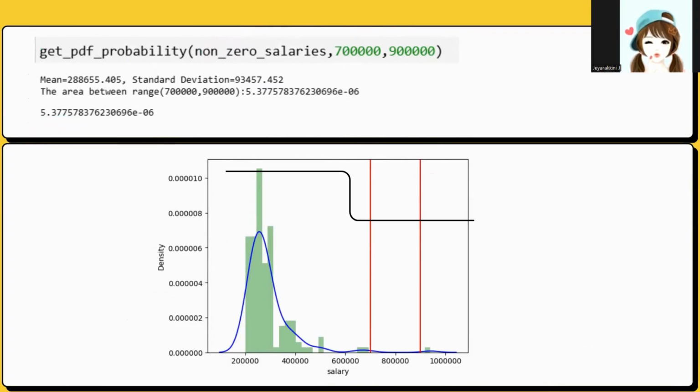5.377 the area is. And from this diagram itself, we can see that it's really rare. Not many students are getting that high a salary.